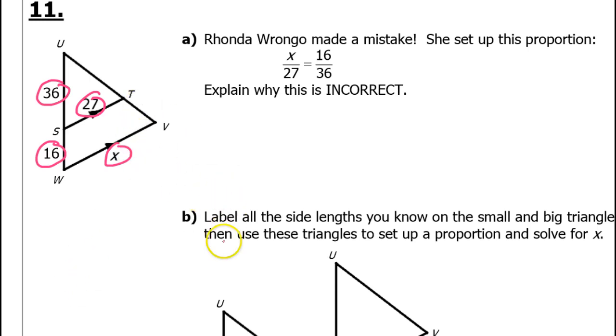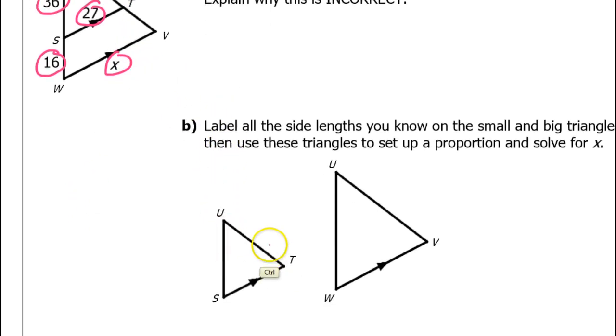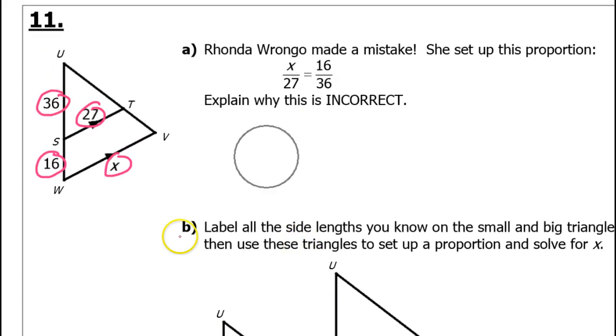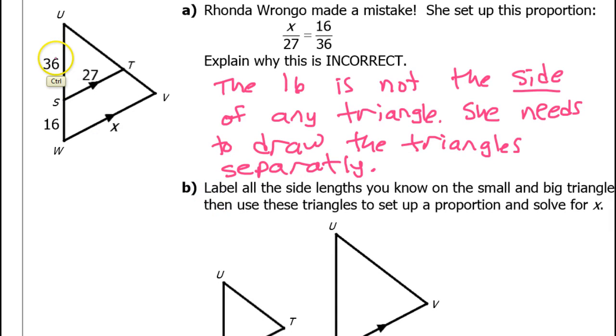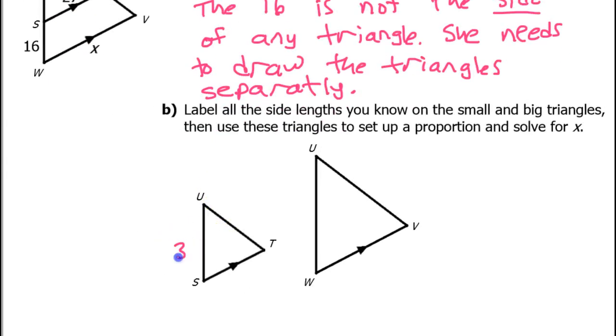So what she really needed to do was to draw the triangle separately and do new over old equals new over old. All right, so I'll just write a little sentence here. The main problem is this 16 right here. This little 16 is not a side of any triangle, so it can't be used. And we'll see that by drawing the triangles separately, you'll see that 16 will not show up anywhere. So looking at the small triangle, I see that I have 36 and 27. So I'll have 36 here and I'll have 27 here.